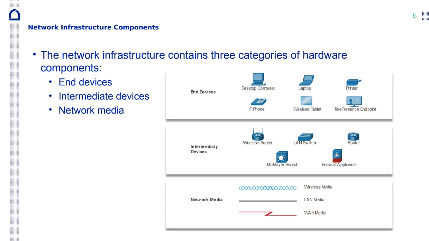The hardware components of the network. We have the end devices, you see these end devices, which are the computers, desktops, laptop, tablet, smartphone. Intermediate devices, which are what? The wireless router, the LAN switch, the access point. Then we have the network media. The network media can be wireless or LAN media, okay, or WAN media.